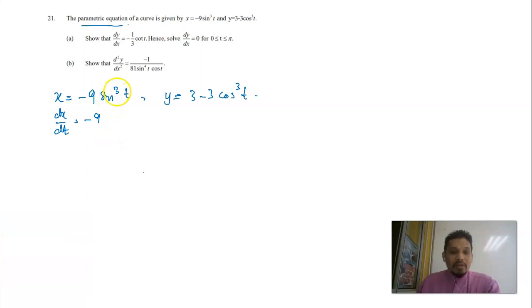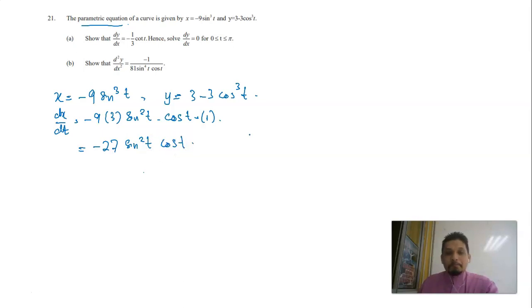Differentiate the function. We bring down the power of 3, 3 sine squared t. Then differentiate sine, it gives you cos t, and then differentiate t equal to 1. Okay, simplify this. Multiply with 1. Negative 9 times 3, negative 27 sine squared t cos t.